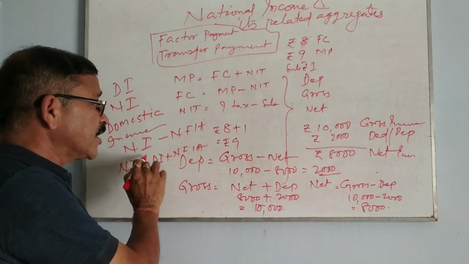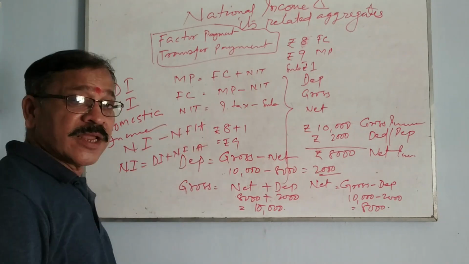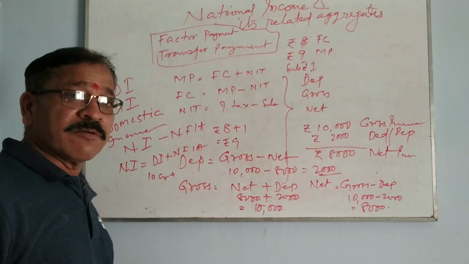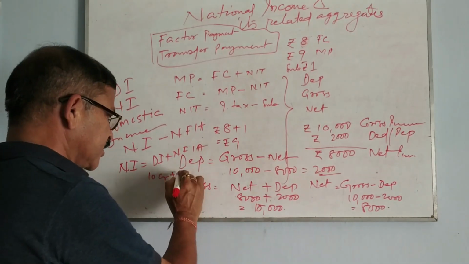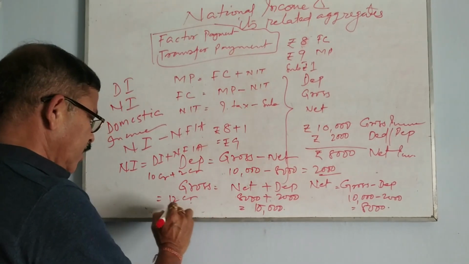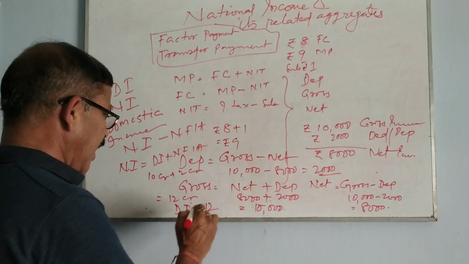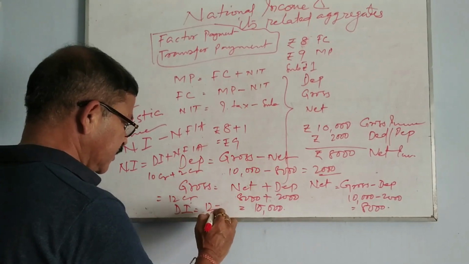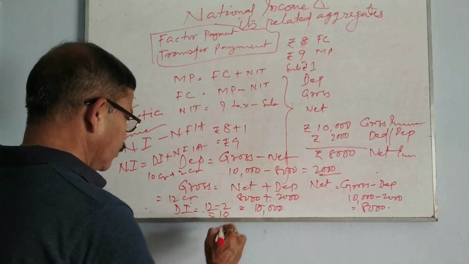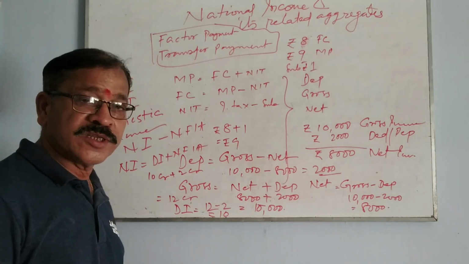So if you want to find out national income, then domestic income plus NFIA. Suppose domestic income is 10 crore and the money coming from other countries, that NFIA, is say 2 crore, then national income becomes 12 crore. Suppose you want to find out domestic income, then national income is 12 crore minus 2 crore, your NFIA. So 10 crore is your domestic income.